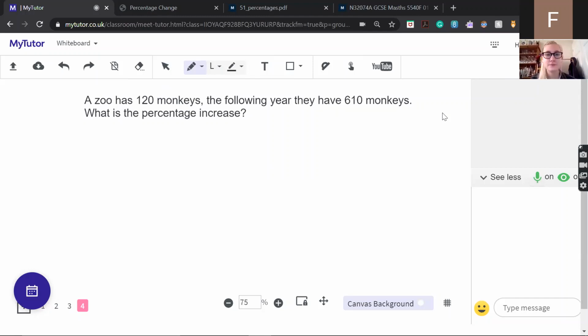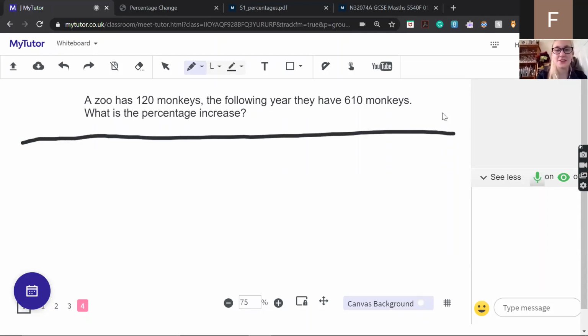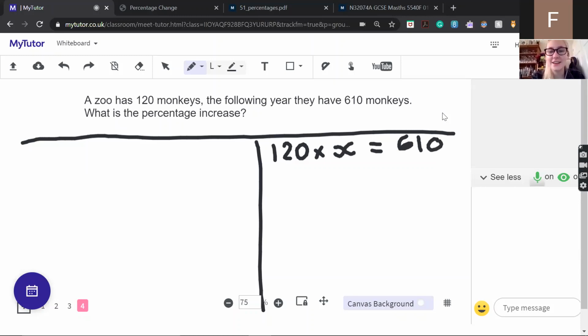Oh, this wasn't the type of question I meant to do at all, but I'm going to do it anyway, and maybe come to another one. I meant to do a percentage increase of something. So let's look at method B first. We're going from 120 by some multiplier to 610. So what's our multiplier? It's 610 divided by 120, which is 5. Oh, see, it's a horrible number again.